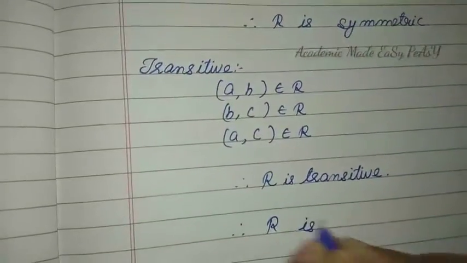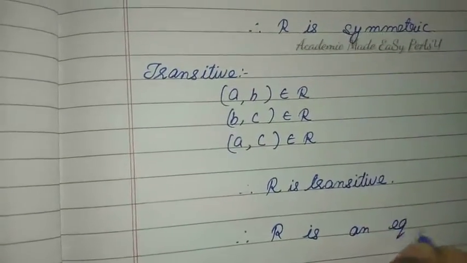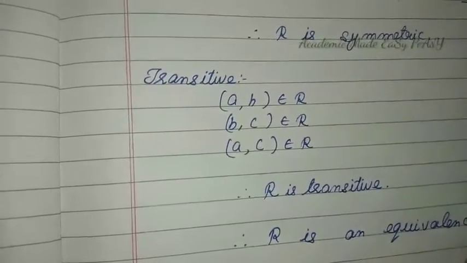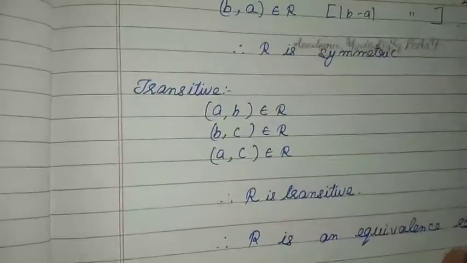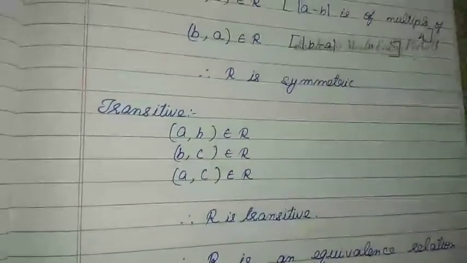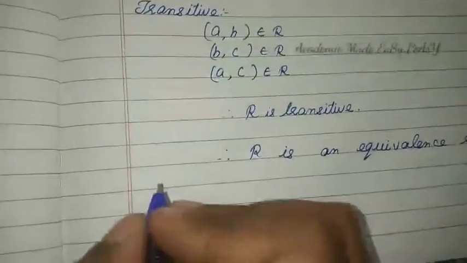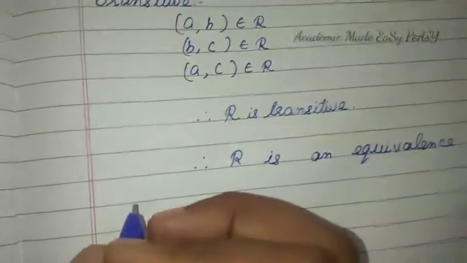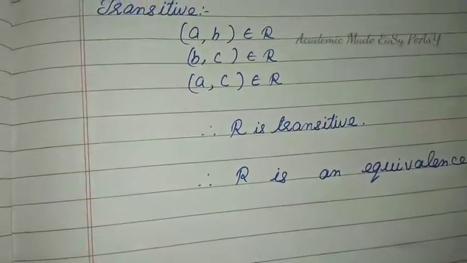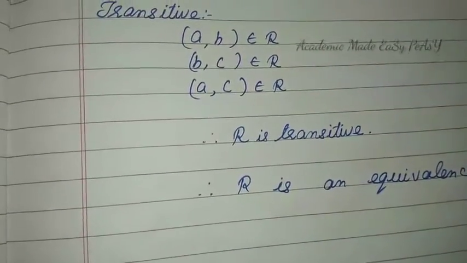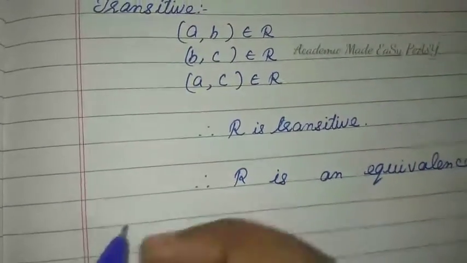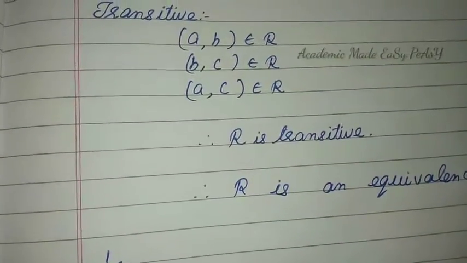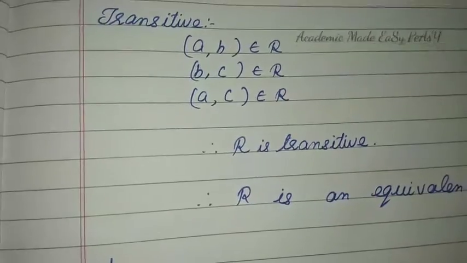R is an equivalence relation. Hence, it is proved. Okay. So, now we have to find the equivalence class of 1. Whatever we subtract, we have to get a multiple of 4. So, we have to take 1 comma, whatever we take, we have to get it, right? So, 1 comma 1 we can take.